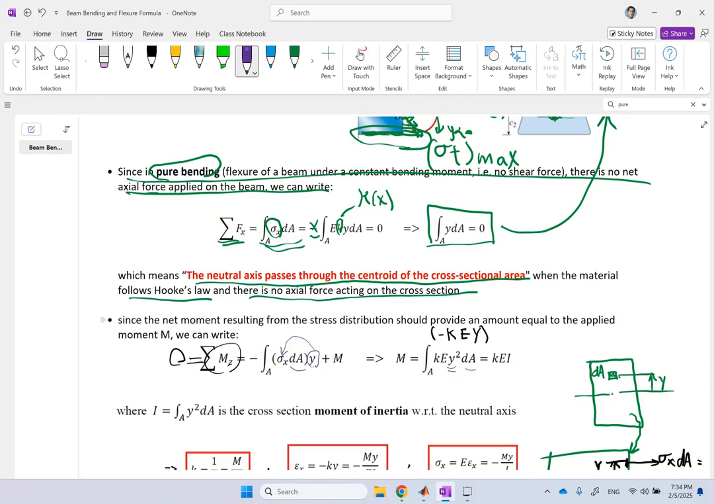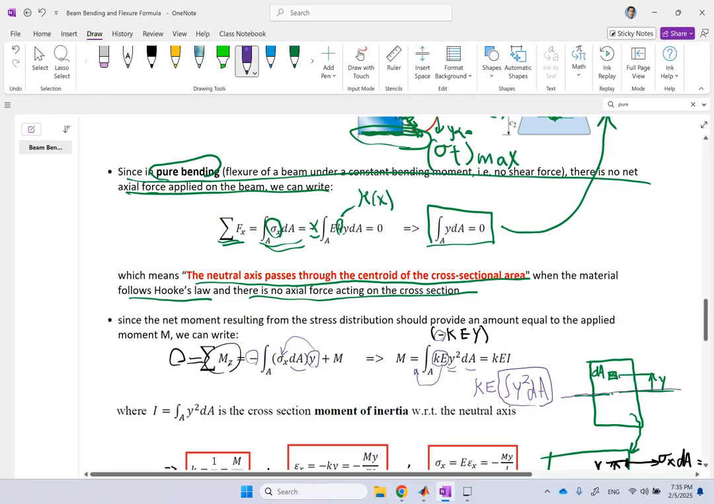What happened to the negative? Well, this negative and that negative canceled. So M is going to be integral of K-E-Y squared dA. Now K and E, again, assuming they are constant, bring them out of the integral. So it becomes K-E integral of y squared dA. And what is this integral here? That looks to me like a second moment, right? Second moment for which axis? For this axis with respect to this neutral axis, because y is the distance to the neutral axis. So this one, I, is the second moment.